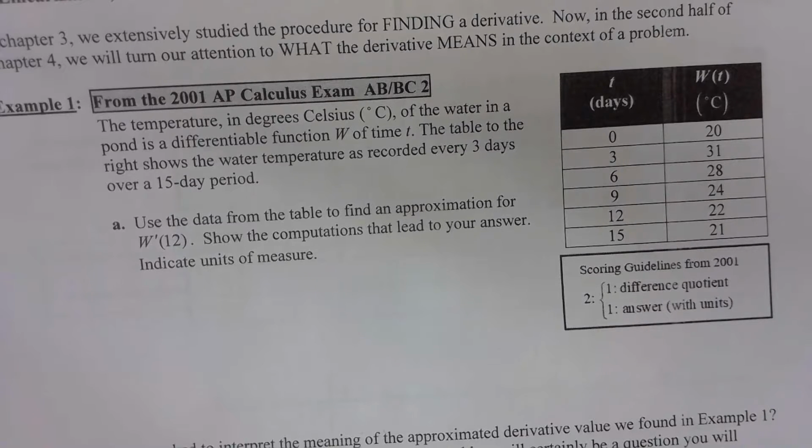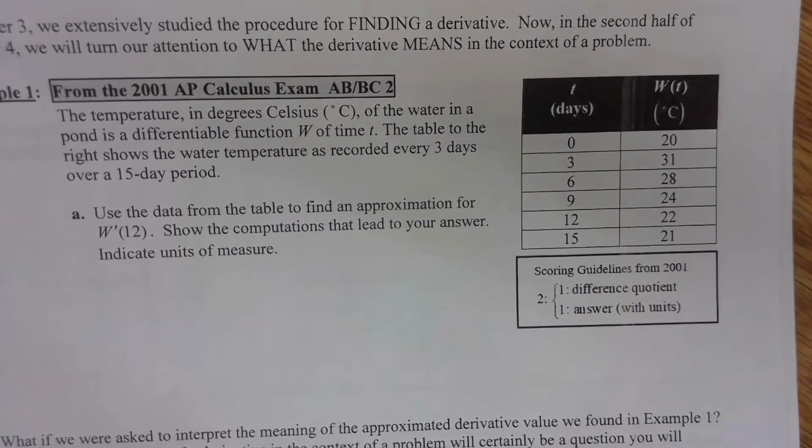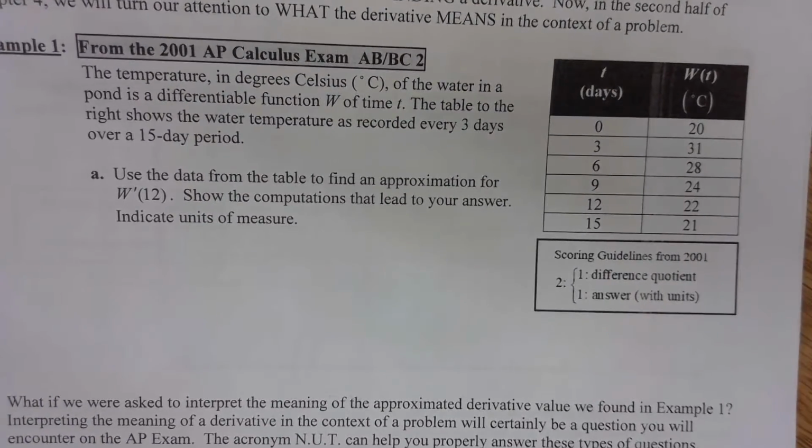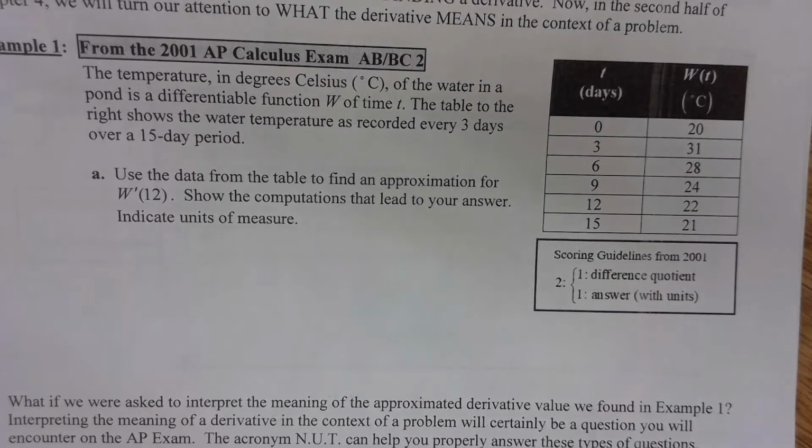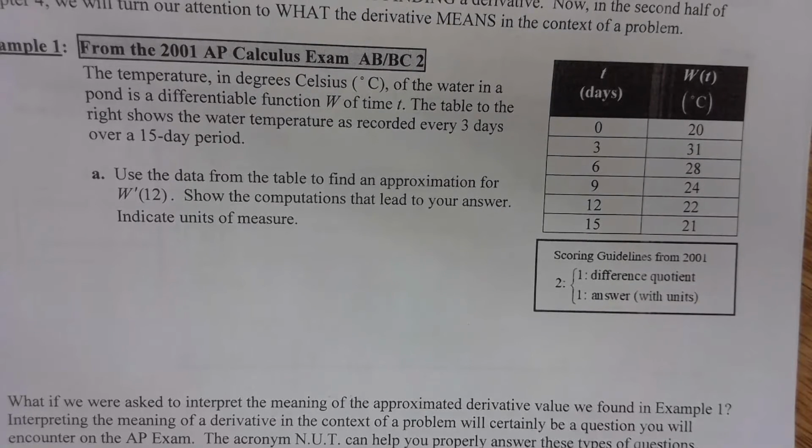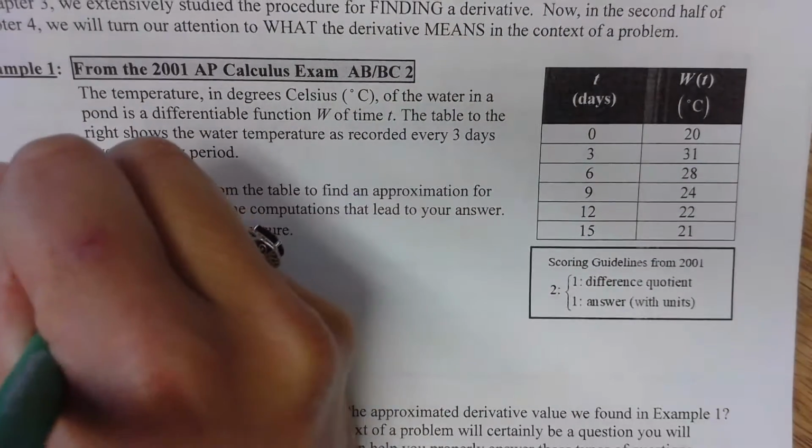So this came from the 2001 AP exam. This part was worth 2 points. So if you have a table of values and you are trying to find the derivative, what do we use? Slope. Perfect. Okay, so what we're going to do is use slope to find W prime of 12.